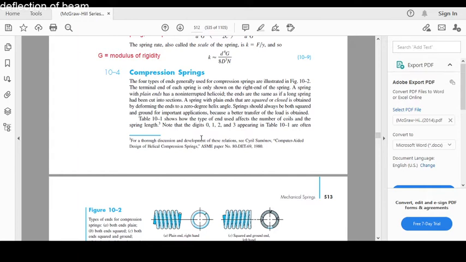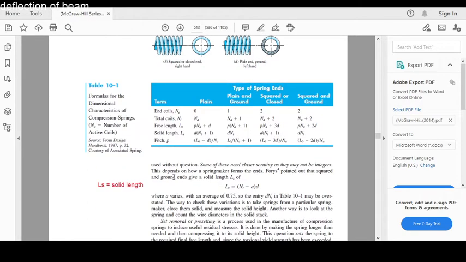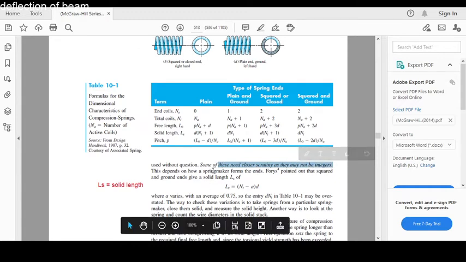Springs should always be both square and ground for important applications, because a better transfer of load is obtained. Table 10.1 shows the type of ends and the effect on the number of coils and the spring length. Note that the digits 0, 1, 2 and 3 appearing in Table 10.1 are often used without question. Some of these need closer scrutiny or may not be integers, depending on the spring maker's form of ends.